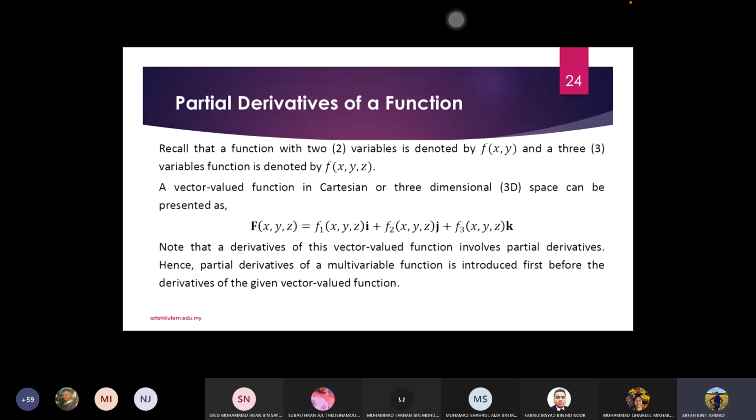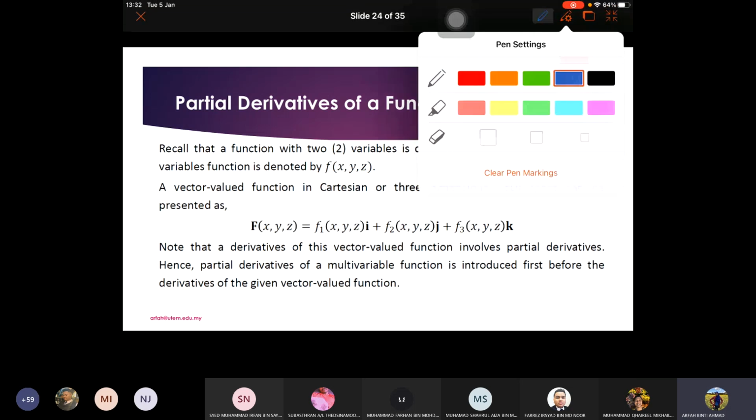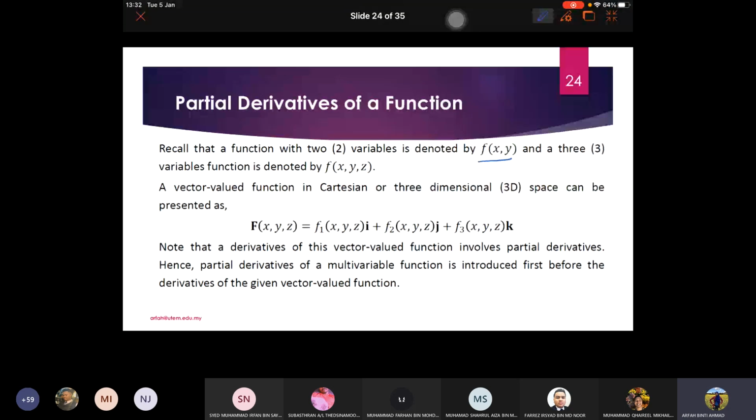So kita tengok partial derivative of a vector function. Recall that a function with two variable is denoted by f(x,y). So yang selalu kita tengok dalam example sebelum ni, awak ada function of two variable f(x,y). Dan kalau function bagi tiga variable, dia akan jadi f(x,y,z). Contohnya f(x,y,z) sama dengan 6xzy tambah blah blah blah. Okay, that is an example of function for three variable. So a vector value function in Cartesian or three dimension space can be presented as vector f that is function of x, y, z yang mana setiap component i, j dan k, F1, F2 and F3, is also the function of x, y and z.